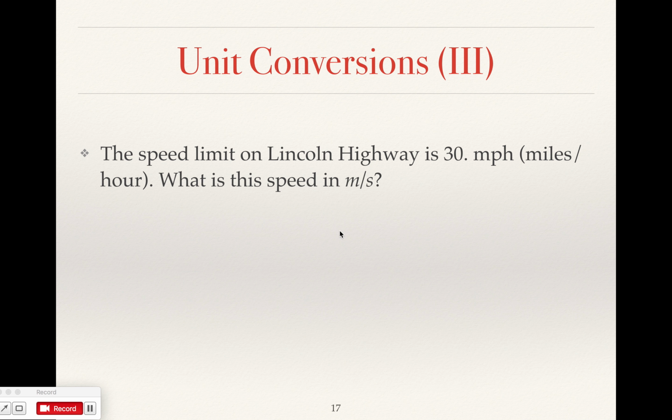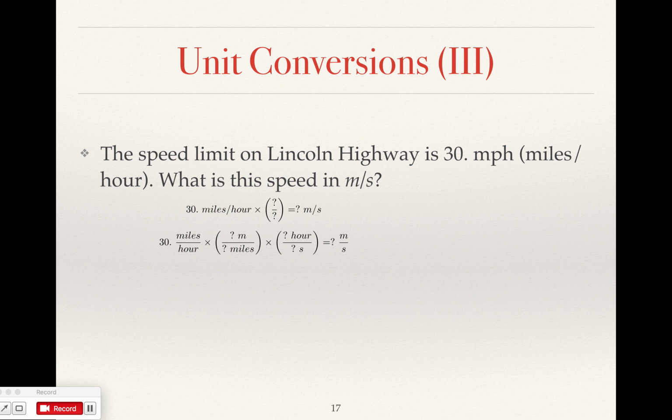Okay, one last example. So again, this is a little more complicated yet. So let's say we were interested in speeds. So the speed limit on Lincoln Highway is 30 miles per hour. And remember, MPH really means miles divided by hours. And we want to convert that to meters per second. Now there's several different ways you could look at this, right? So we could think of it as we're converting miles per hour to meters per second. And well, if you know how many miles per hour are in a meter per second, we could do it just in one step with a single conversion factor.